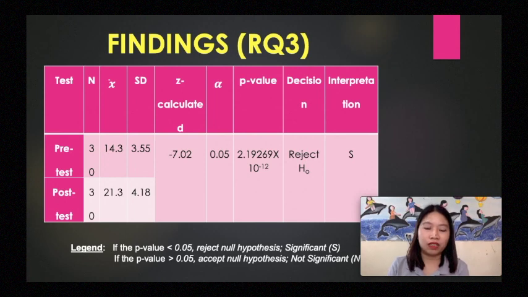And it resulted to 0.05. If the p-value is less than 0.05, the null hypothesis will be rejected, and the decision, or its interpretation, will be significant.